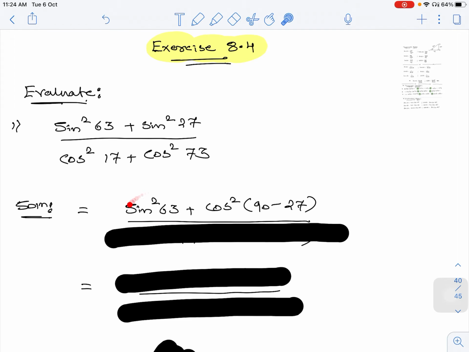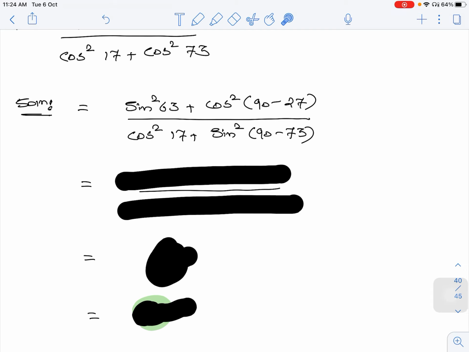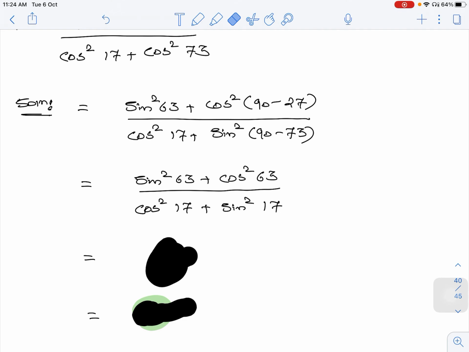Okay, so you will get sine square 63 plus the complement of this one, that is cos square 90 minus 27. Similarly here also we have done the same thing. We have written the complement of this, cos square 73, so we get cos square 17 plus sine square 90 minus 73. Now this sine square and cos square doesn't change, but we can make changes in the angle. Now 90 minus 27 will become again 63, and 90 minus 73 will become 17.